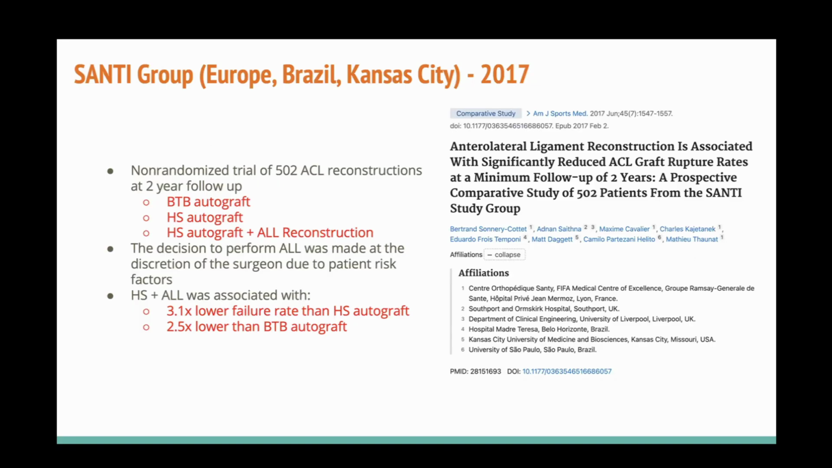And what they said in their paper from 502 ACL reconstructions at 2-year follow-up from the Santy group back in 2017 was that hamstring, in conjunction with ALL reconstruction, was associated with a 3 times lower failure rate than hamstring autograft alone and a 2.5 times lower failure rate than BTB autograft.